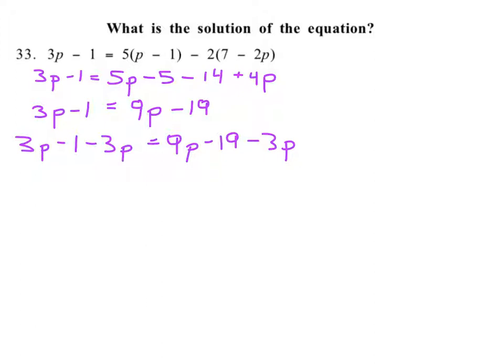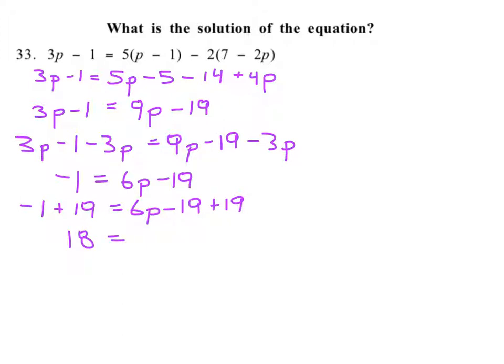Okay, and combining like terms now, we get negative 1 on this side equals 9p minus 3p is 6p minus 19, and I need to then add that 19 to both sides, so negative 1 plus 19 equals 6p minus 19 plus 19. These go together to be 18 equals 6p. And we've got 18 divided by 6 equals 6p divided by 6, or 3 is equal to p.